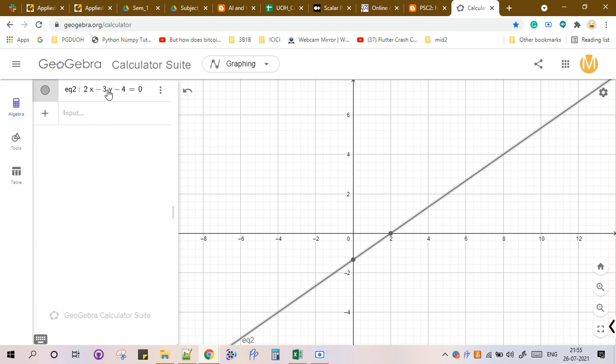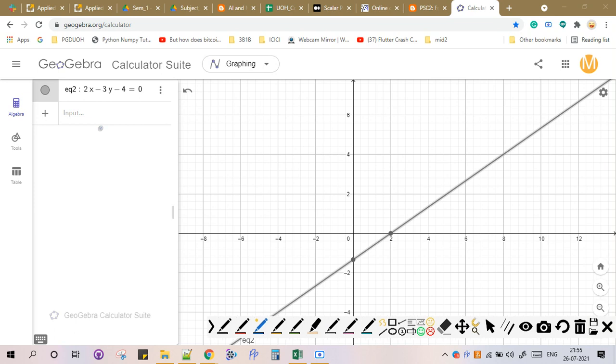w1 is 2, w2 is minus 3. So what is the norm here? The norm of w, or you can say the normal vector of this hyperplane, is nothing but (2, minus 3), correct? Any doubt here? And w0 is nothing but minus 4, correct?